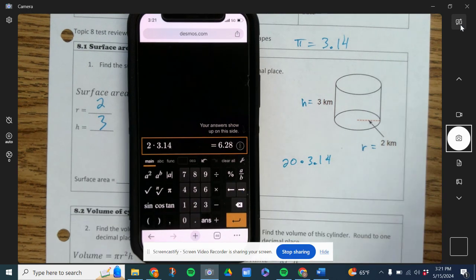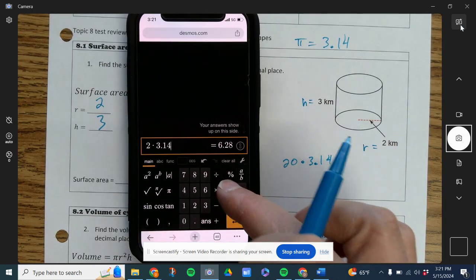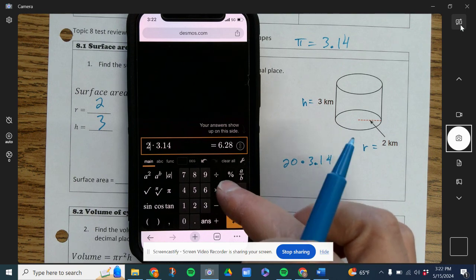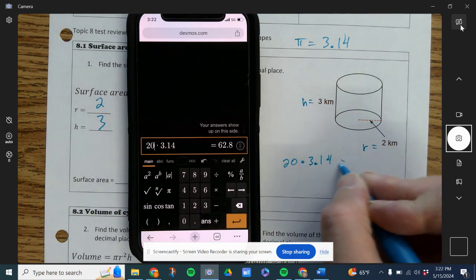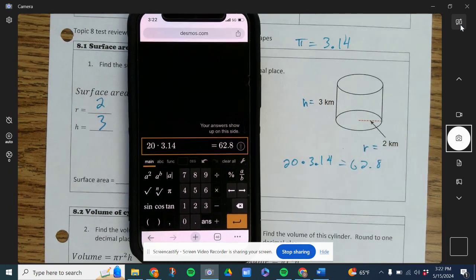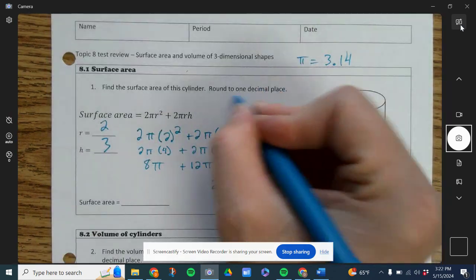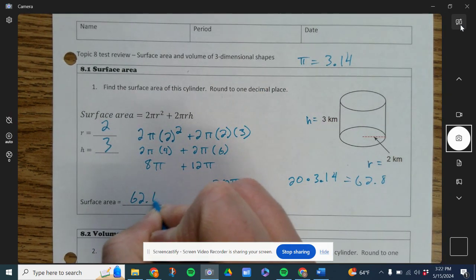I'm going to get to, not 2, 20. There we go. 62.8. Okay. So round to one decimal place. So we're actually good right there.